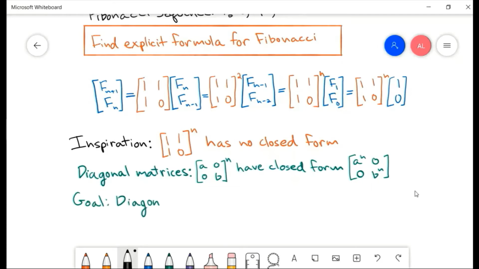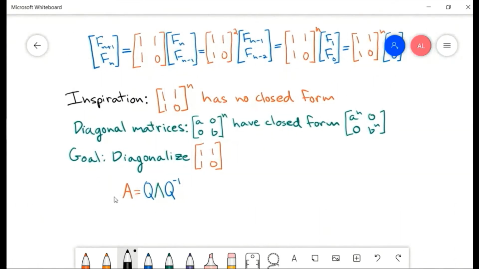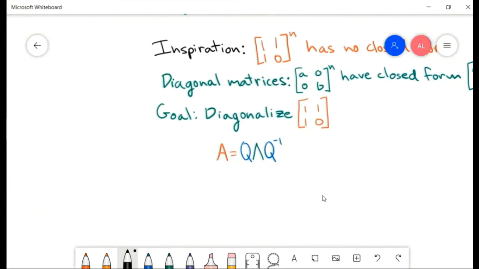And so now our goal is to try to make this matrix of the form of some matrix times a diagonal matrix times some other matrix. Maybe that will be more convenient. So we want to diagonalize [[1, 1], [1, 0]]. So now I'm going to show how we diagonalize matrices. So let's suppose we have a non-singular linear transformation A, and we want to diagonalize it. So we write it in the form of Q lambda Q inverse. So Q is what we call a change of basis matrix. Lambda is a diagonal matrix.